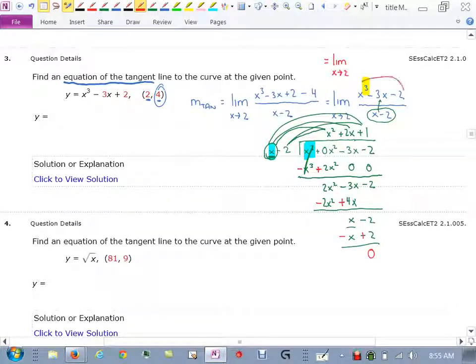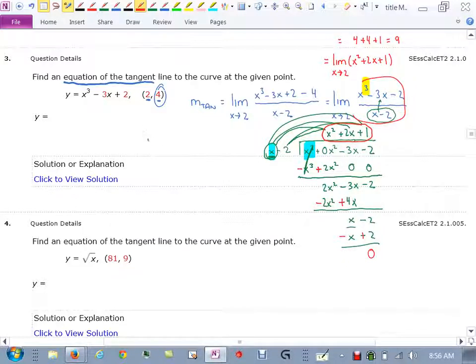When I divide these using long division, all I get is this piece right here. So I get x squared plus 2x plus 1. And now I just let x go to 2. So if x is 2, this is a 4, and then here, plus 4, and then plus 1. This is 9. So the slope of my tangent line is 9.